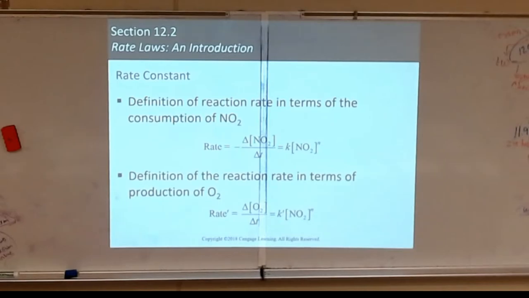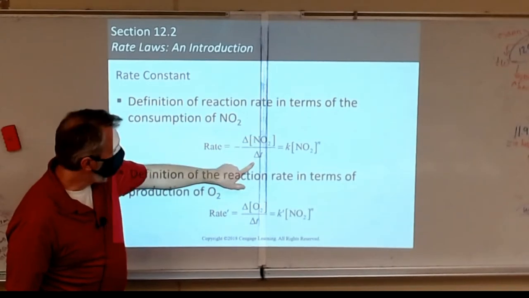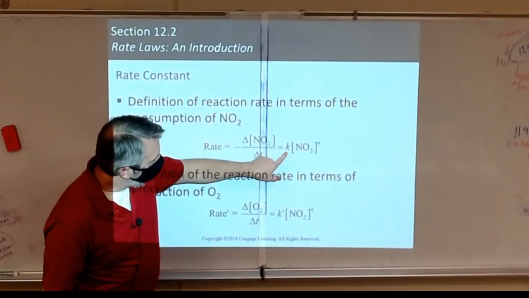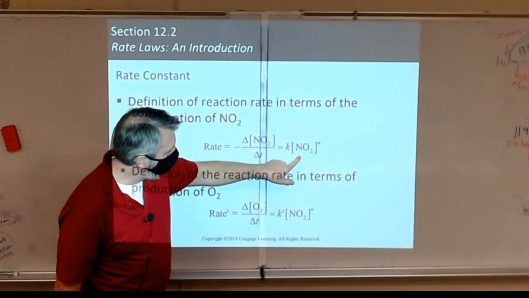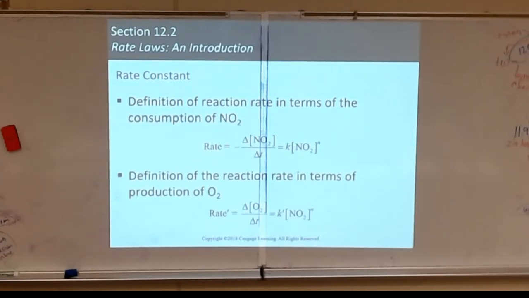All right. So let's look at the definition of reaction rates in terms of the consumption of nitrogen dioxide. So here's my rate. This is my rate equals this change in concentration over change in time, which is easily written as k times the concentration of nitrogen dioxide to the power of n, whatever that order is. All right, here's our definition. I can rewrite this in terms of the production of O2.